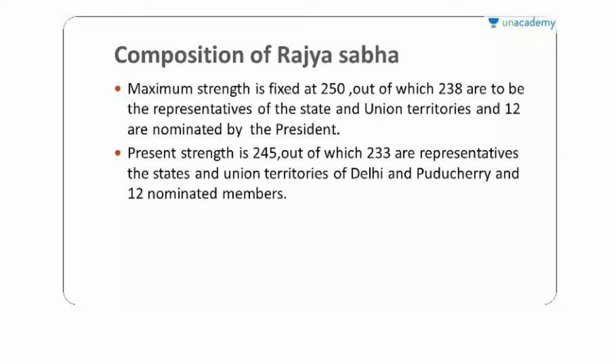Composition of the Rajya Sabha. The maximum strength of the Rajya Sabha is 250. Out of this, 238 members represent the states and the 2 union territories, and 12 distinguished citizens are nominated by the President. At present, the Rajya Sabha has 245 members.